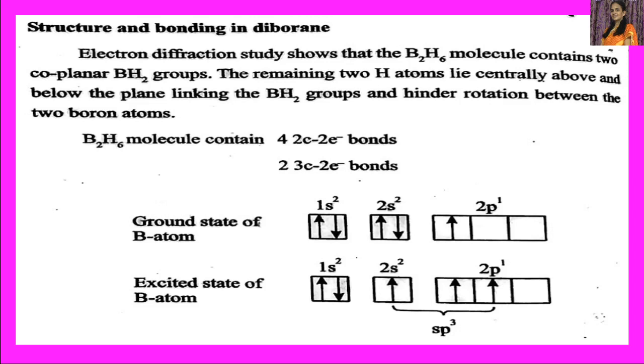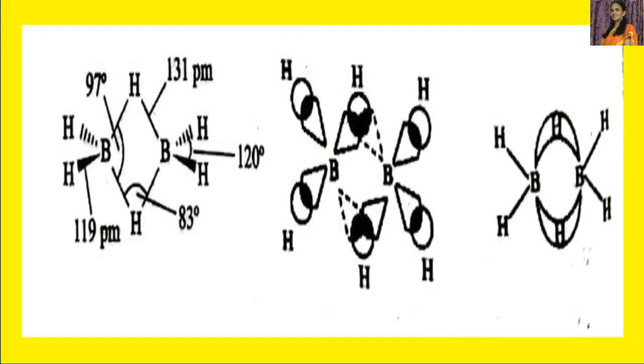In this state, the boron atom undergoes sp3 hybridization: the outer shell 2s orbital and three p orbitals, one s and three p, giving sp3. Out of the four orbitals produced due to sp3 hybridization, three orbitals have unpaired electrons and one orbital is vacant. Now let me show this.